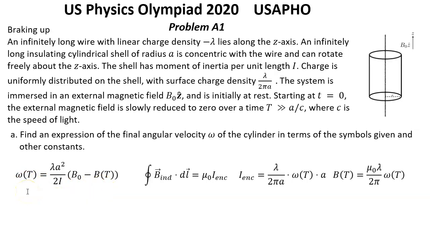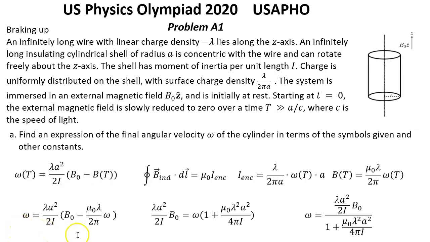Now we can put this expression for the magnetic field into our previous formula and find the final omega for the time when the total external magnetic field becomes 0. So omega equals this expression, and after that we can move omega out of the brackets, and finally omega equals this expression. This was the solution for question A.